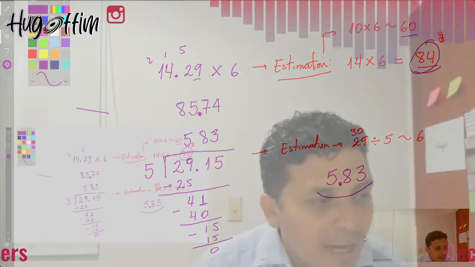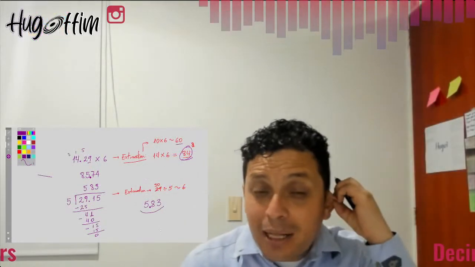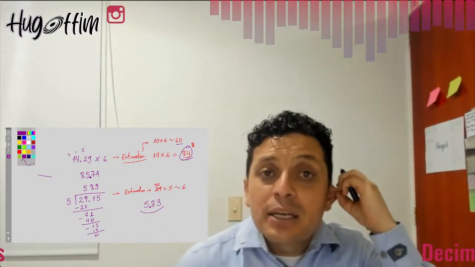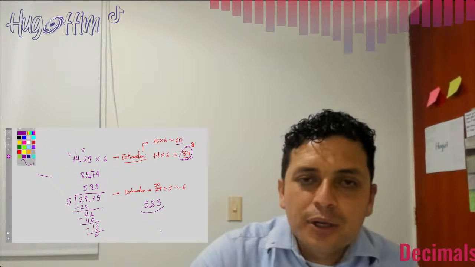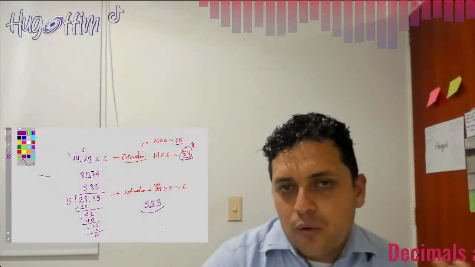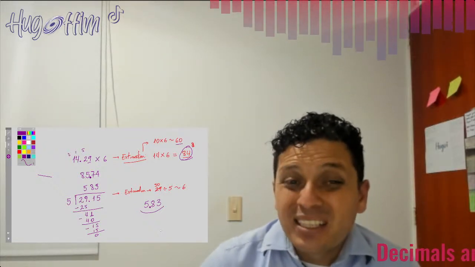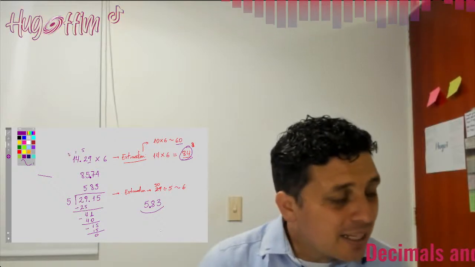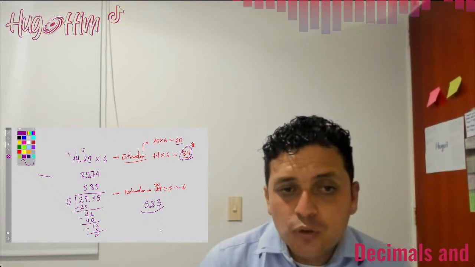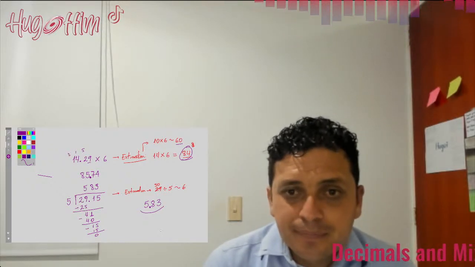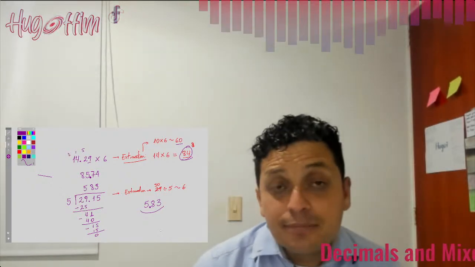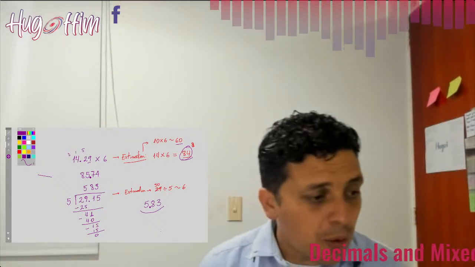I know there are many strategies to divide decimals and to multiply decimals, and maybe you can find them better than the strategy I'm showing you here, but the idea is to show you one strategy that may help you, that is by using the estimation. The estimation helps you a lot to understand where to place the decimal point. And that's it. This is what I wanted to show you in this video.